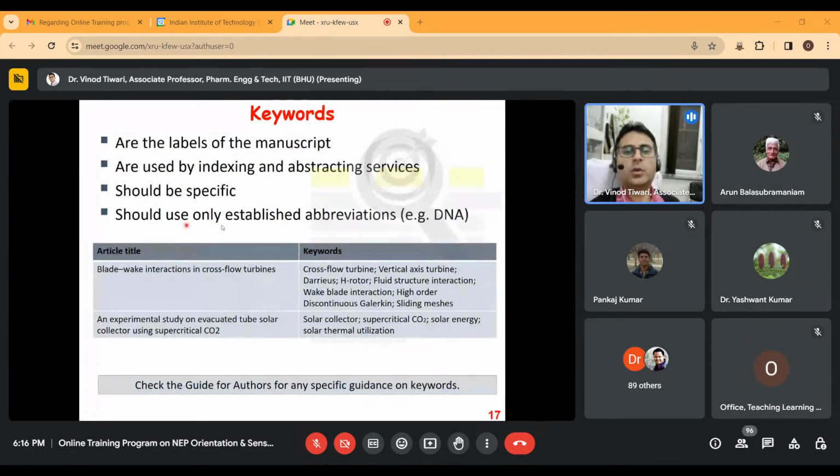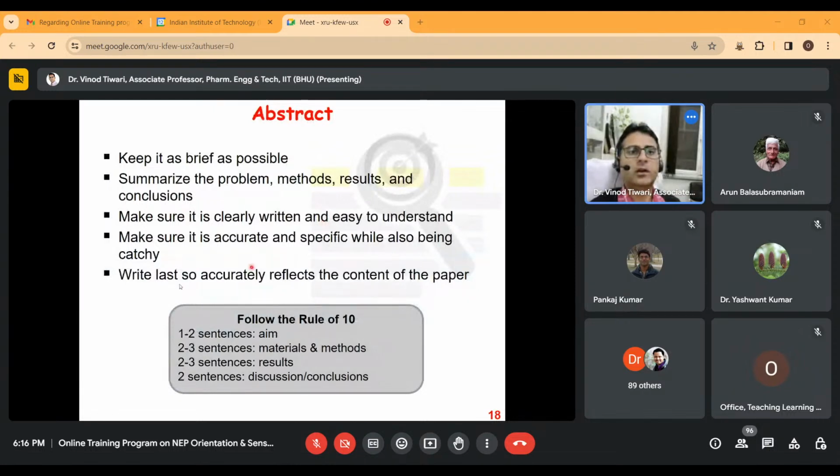And it should use only established abbreviations. That is another very important point. You can use abbreviations here, not in the title, but they have to be established, not any which you are giving by yourself. Okay. And check the guidelines for the authors before you proceed.